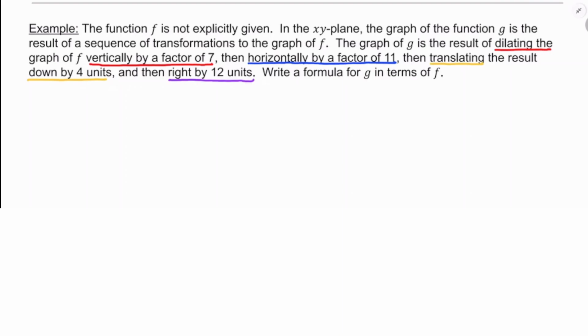So I'm just going to start with f of x right here in black. And then I'm going to say, all right, the next step would be red, vertical dilation by a factor of 7, multiply by 7 on the outside. Then horizontally dilate by a factor of 11. Then after that, I'm going to replace x with 1/11 of x in parentheses.